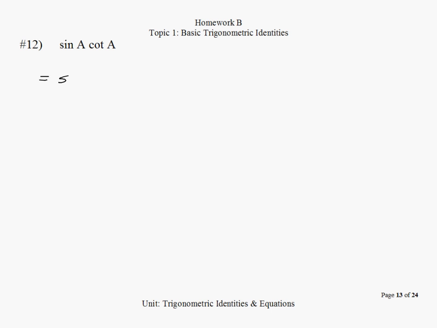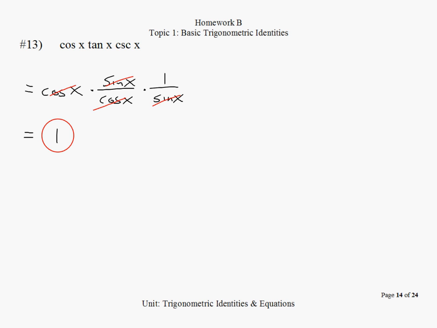Number 12, I'm going to change cotangent to cosine over sine. Your sines cancel, and you're just left with cosine of A. 13, I'm going to change everything to terms of sine and cosine. Tangent using the quotient identity, and cosecant using the reciprocal identity. Sines cancel, cosines cancel. We just have 1 times 1 times 1, which is 1.